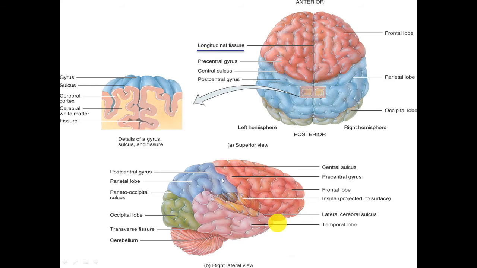The lateral fissure is separating the frontal and parietal lobes from the temporal lobes. So this is the lateral fissure. See this big crack through the side of the brain. So our longitudinal fissure separates left from right, and the lateral fissure separates the parietal and frontal lobes from our temporal lobes.